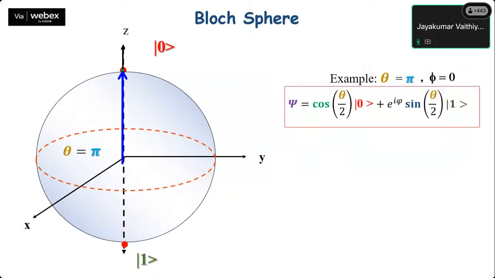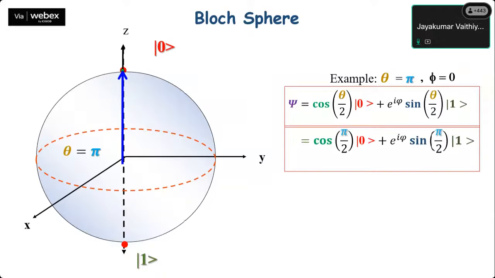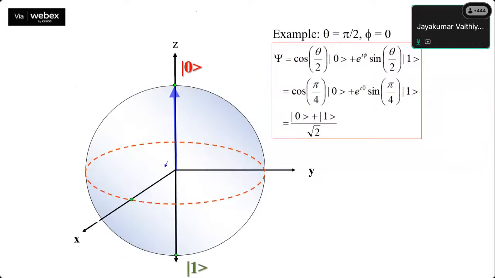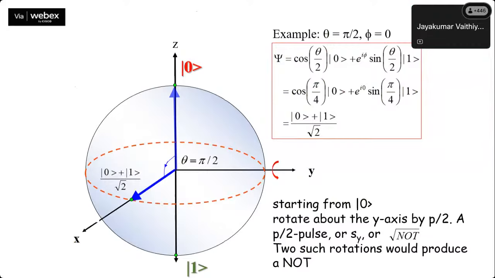The next interesting example: when you apply d equal to pi by 2, you will get both components. It will go in between state 0 and state 1. It will lie exactly on the x-axis. That is why both components are there: state 0 is there, state 1 is there. And what is the magnitude? 1 over root 2, 1 over root 2. This is equivalent to the Hadamard gate operation.